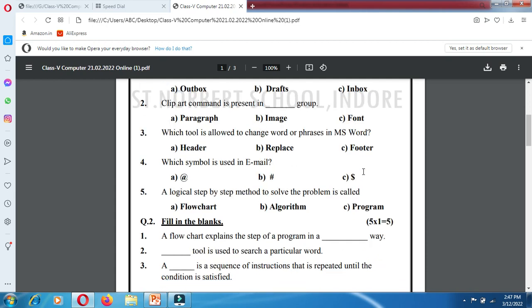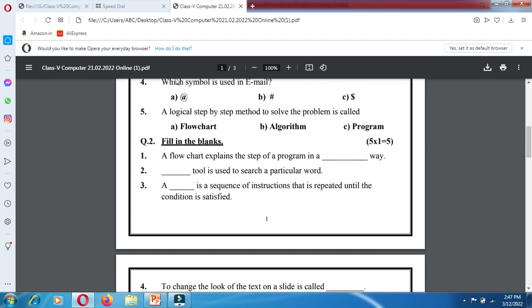Number 3, which tool is allowed to change word or phrase in MS Word? Header, replace, footer. 4. Which symbol is used in email? $, #, $. 5. A logical step-by-step method to solve the problem is called A. flowchart, B. algorithm, C. program.